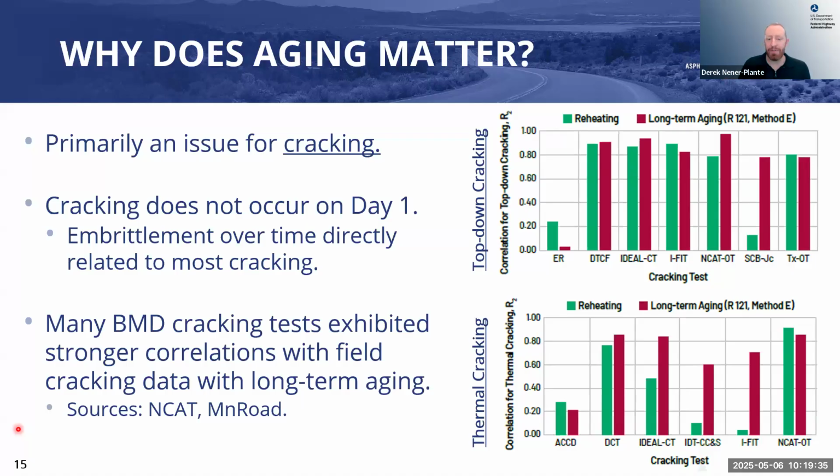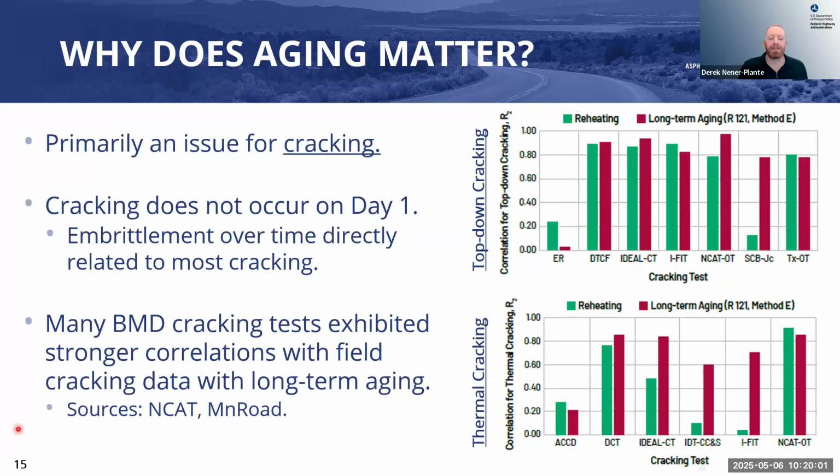Now, in this case, it was method E. It's sometimes referred to as critical aging. That's at 135°C for either 6 or 8 hours, depending on where you are. Again, the method itself doesn't necessarily matter, but you see that in a number of cases the R-squared relationship improved, arguing that there's something missing from testing it in its reheated condition.